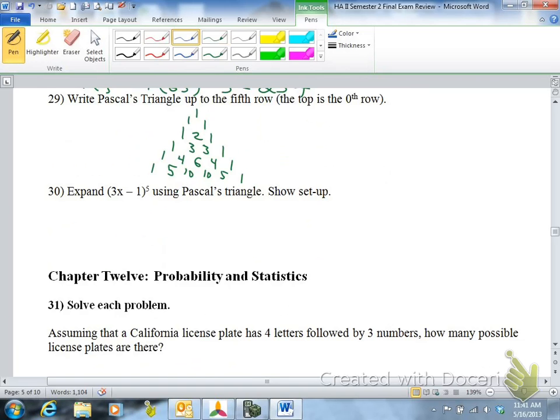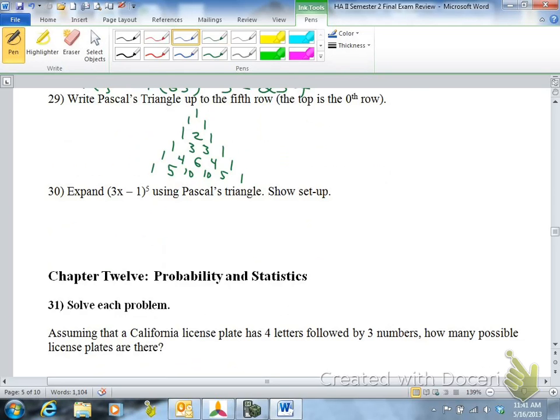The next question, you're using Pascal's triangle to expand. I'm going to show my setup over here, and then I'll write the answer below. But what's the process to expand a binomial? It probably won't say on your final exam to use Pascal's triangle, but it might. It might just say expand the binomial. So you're going to use Pascal's triangle.